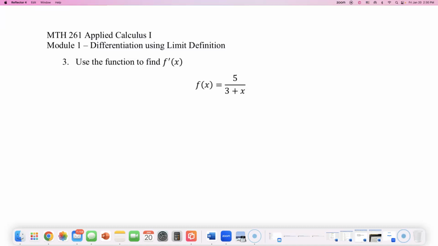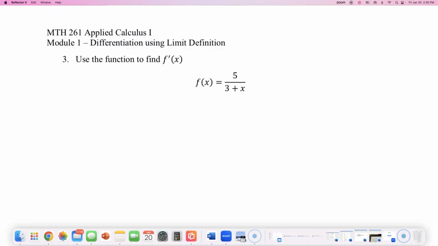Use the function to find f prime of x. Right now, we do not know about the quotient rule, so we have to use the limit definition of derivative to do this the long way. Okay, so let's practice our algebra. Write down the definition of f prime of x. That is the limit as h approaches 0 of the difference quotient.